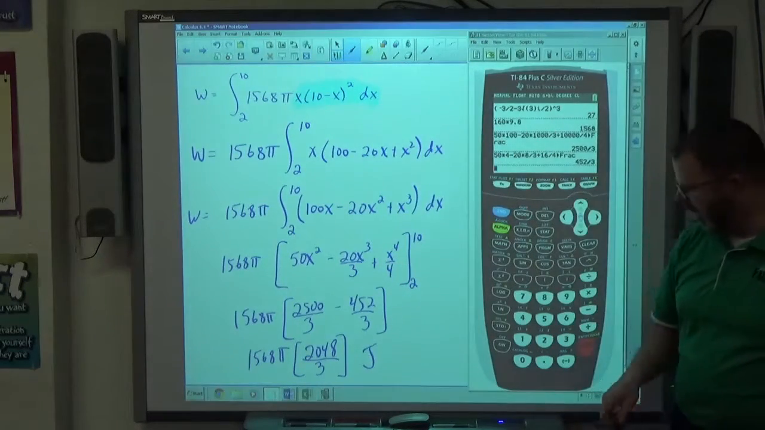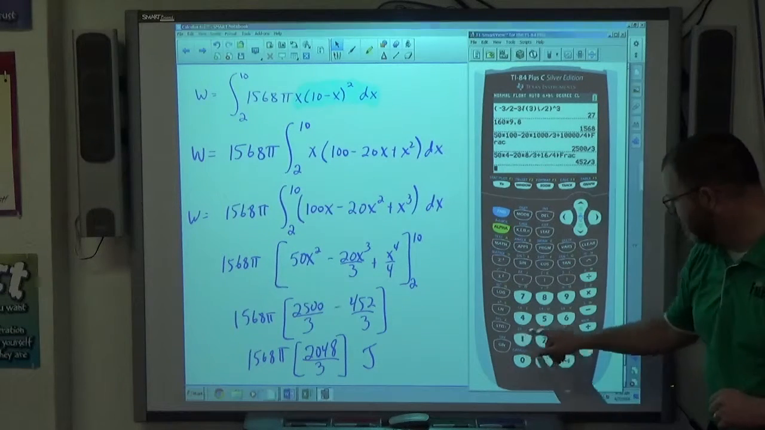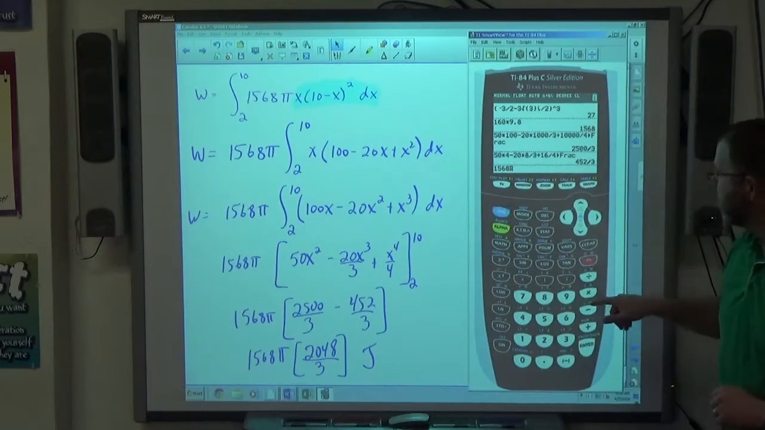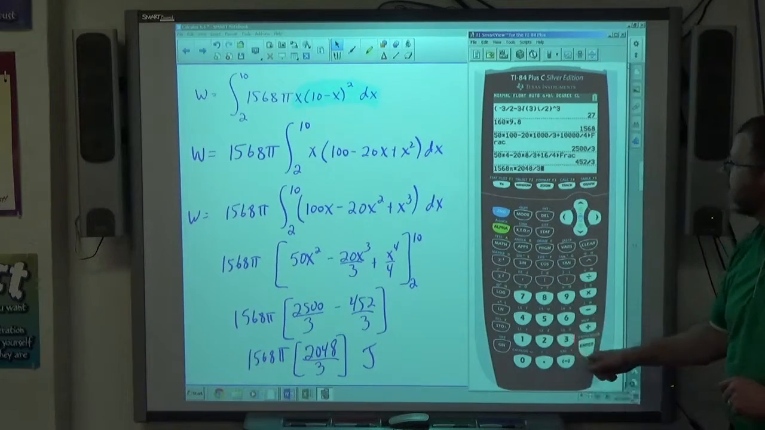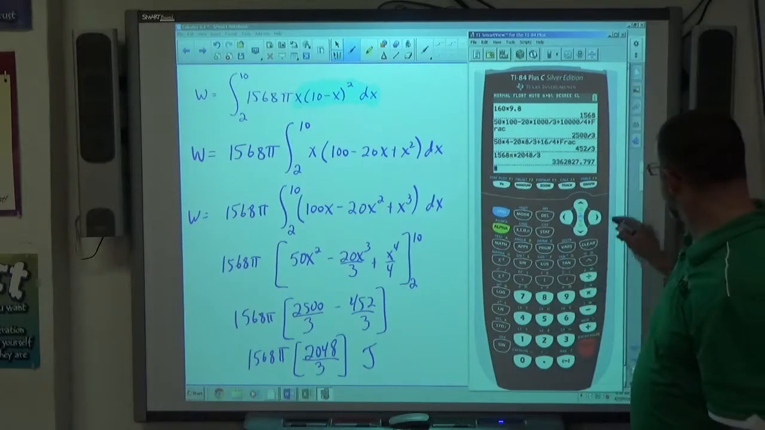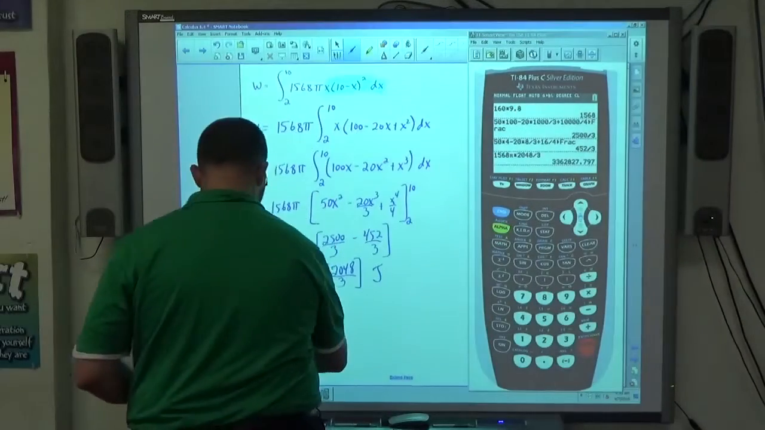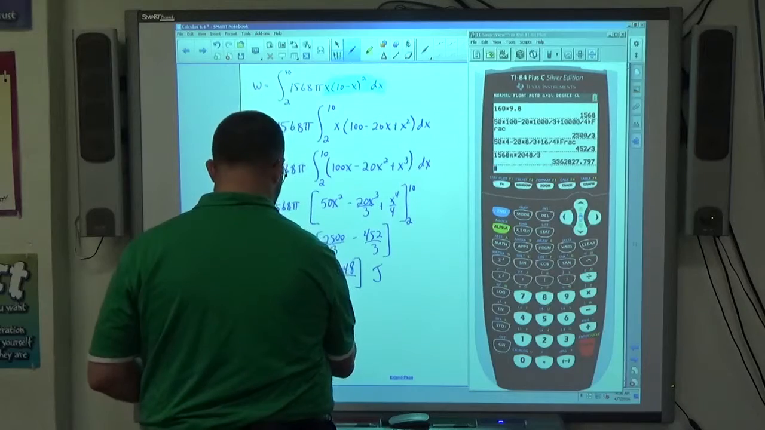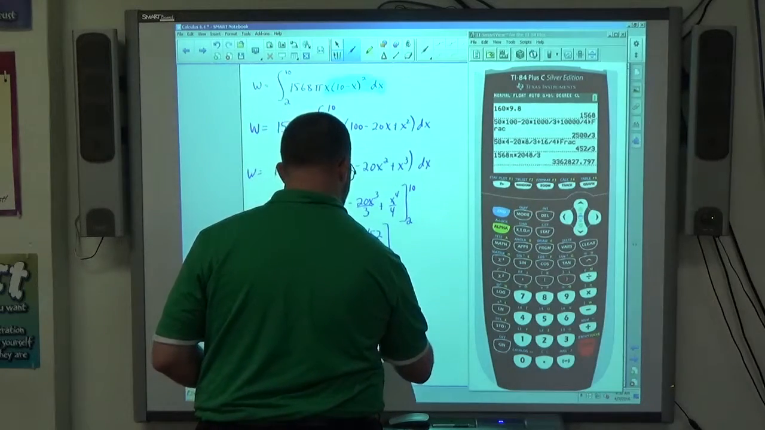Then it's just a matter of multiplying it out. Obviously pi is going to give me a decimal number. I could leave pi in the answer, but getting a decimal answer on these is fine. So if I type in 1568 pi times 2048 thirds, it comes out to 3,362,827.797.